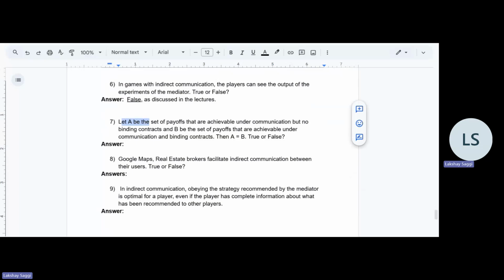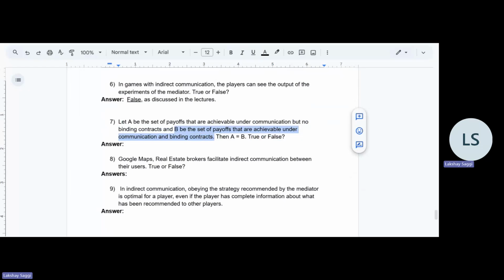The seventh question says: let A be the set of payoffs that are achievable under communication but no binding contracts, and B be the set of payoffs that are achievable under communication and binding contracts. As we said previously, there is a relation between the two: if there is no binding contract, then it can be modeled via actual binding contracts also.